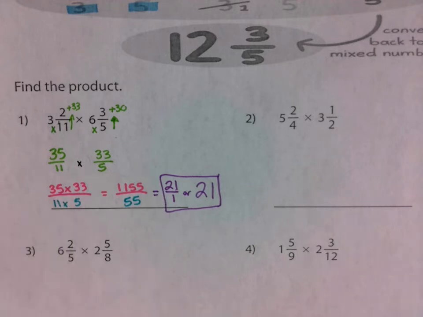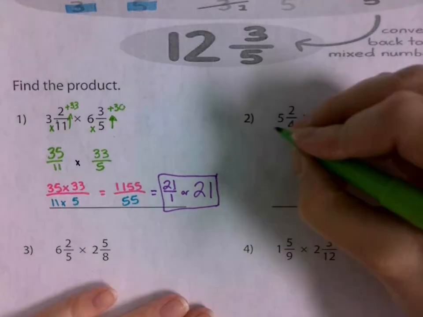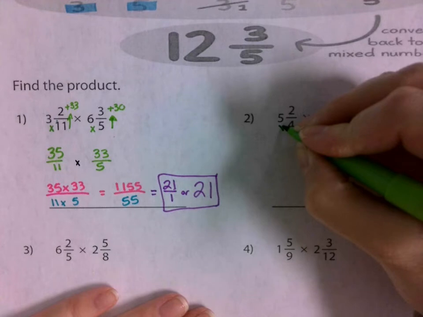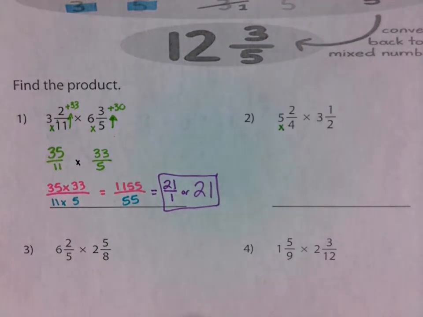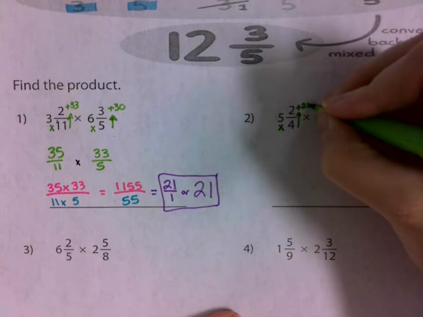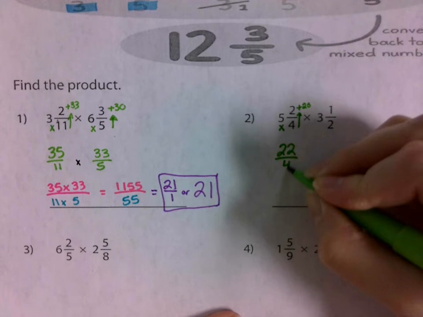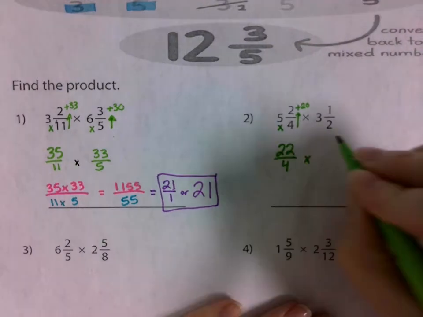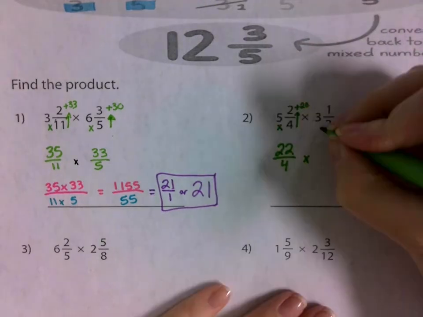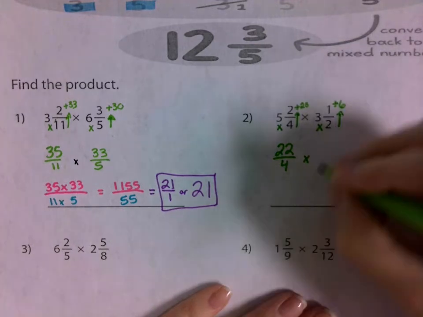5 and 2/4. So that means we're going to multiply 5 times 4, which is 20. And then we're going to add the 20 to the top. So that becomes 22 over 4. Then the 3 and 1/2, we're going to do 3 times 2, which is 6. And we're going to add the 6 with the 1, and that becomes 7 over 2.